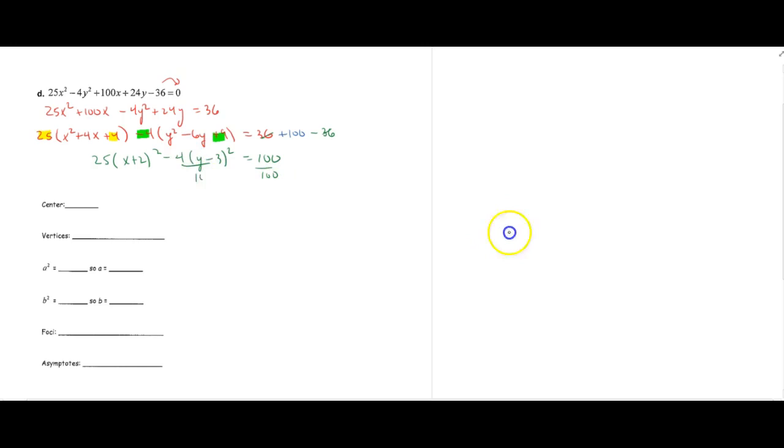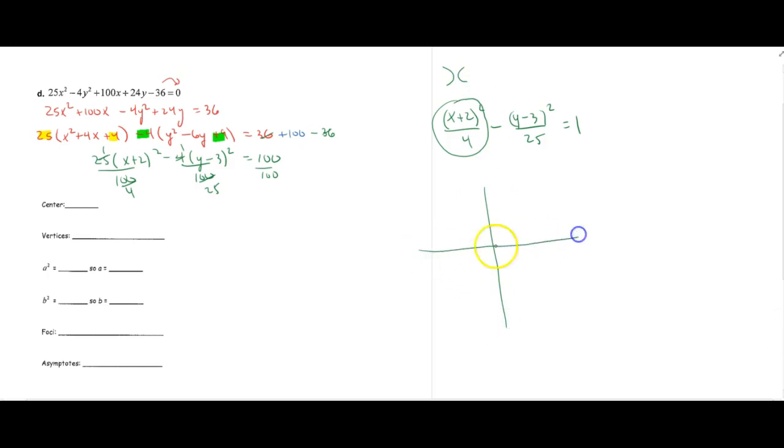Now, I'm going to divide everything by 100. This gives me 1, 4. This gives me 1, that's 25. And that's going to be 1. So our equation is going to be x plus 2 all squared over 4 minus y minus 3 all squared over 25 equals 1. Since x is written first here, we know right away this is going to open up left and right like such. So let's go and find the center here.